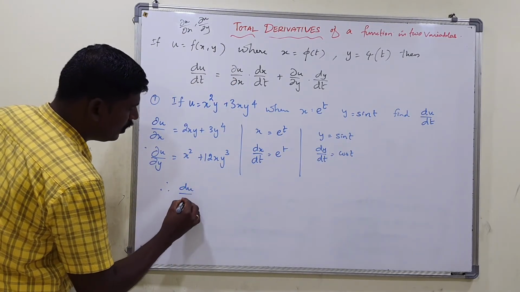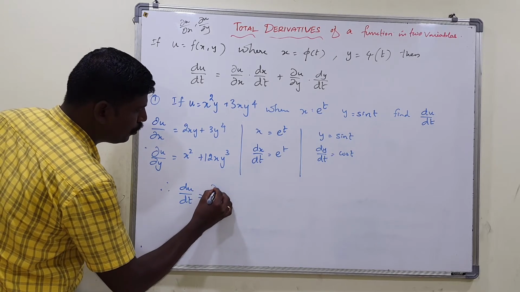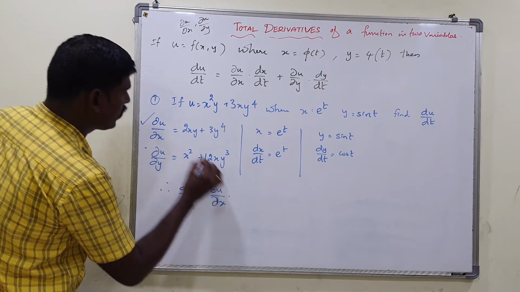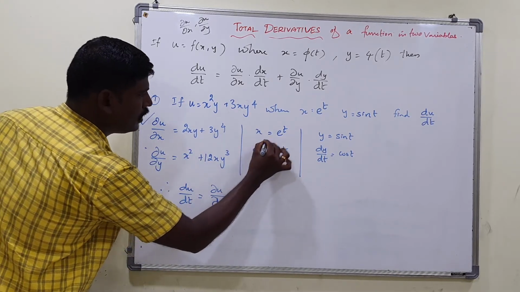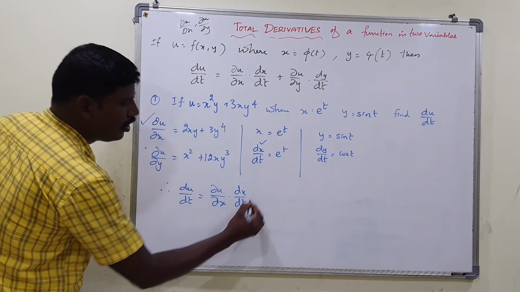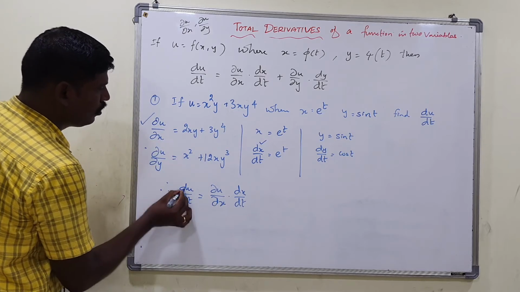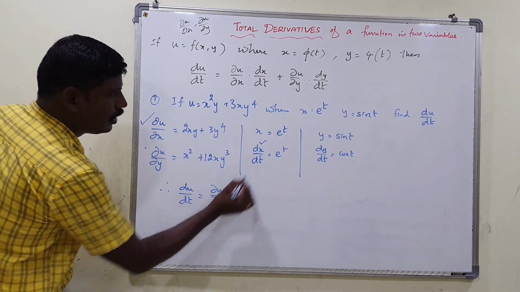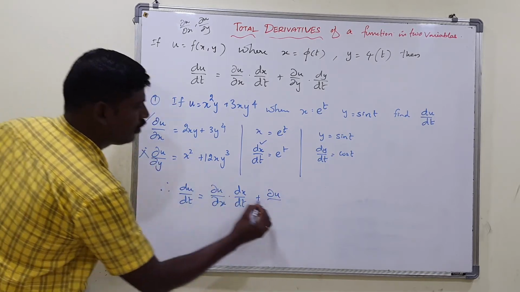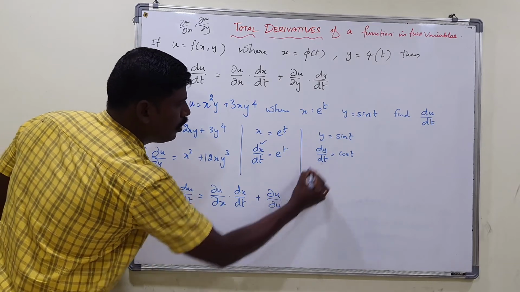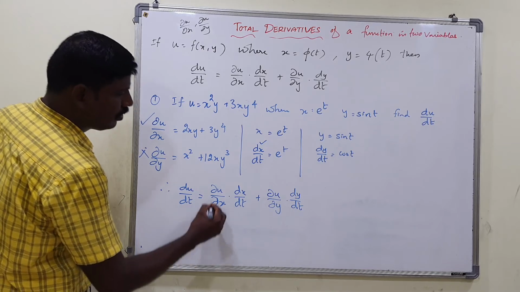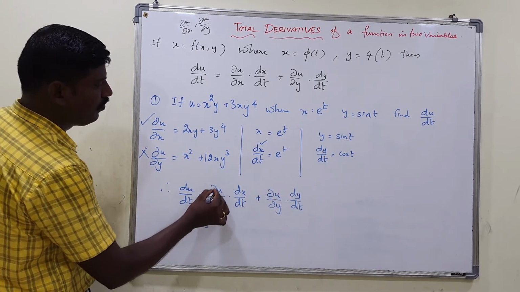du by dt. Okay, let us start with dou u by dou x into dx by dt. Here x finishes with x, so start with dou u by dou x into dx by dt plus dou u by dou y into dy by dt. That's all. Substitute all these values here, simplify it, you can get the answer.